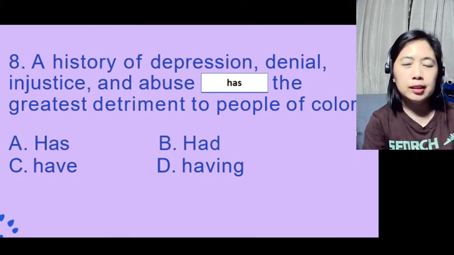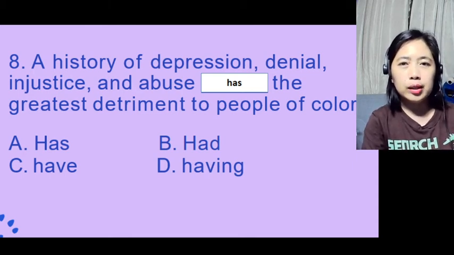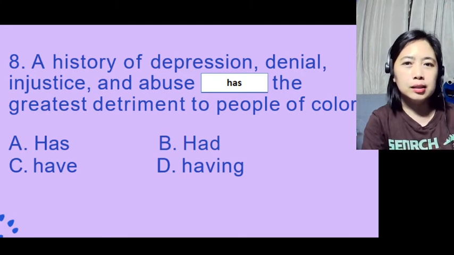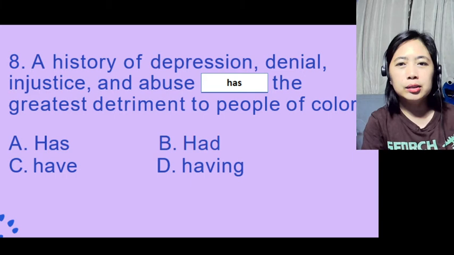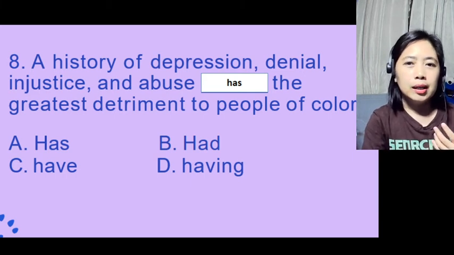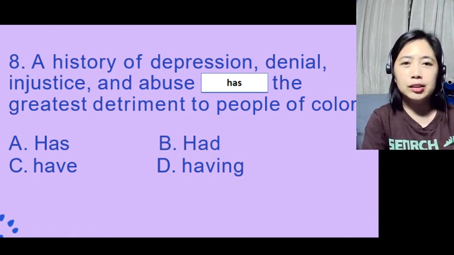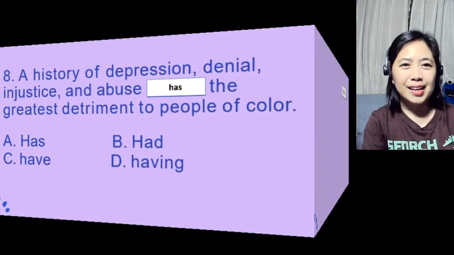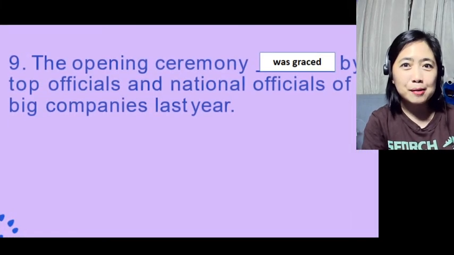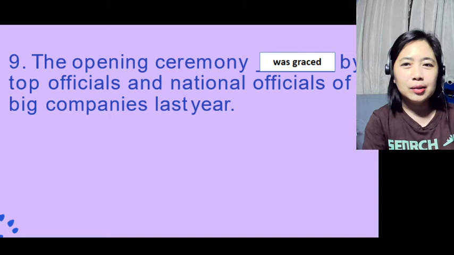History, we use this with a singular verb. A history of, so you can have that one. A history of depression, and abuse has the greatest detriment to people of color. Yes, with the a as well. So it's singular. That's your other tip there. Thank you. And let's have, we're already in our number 9.